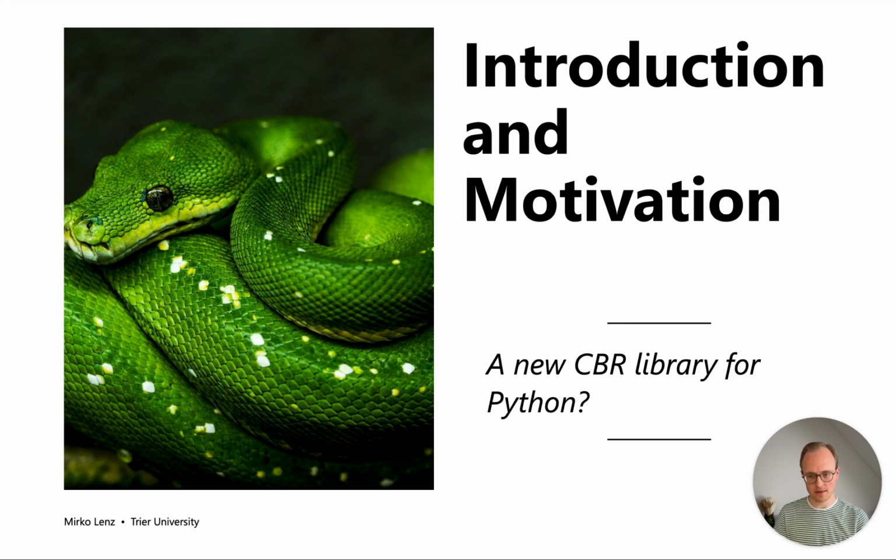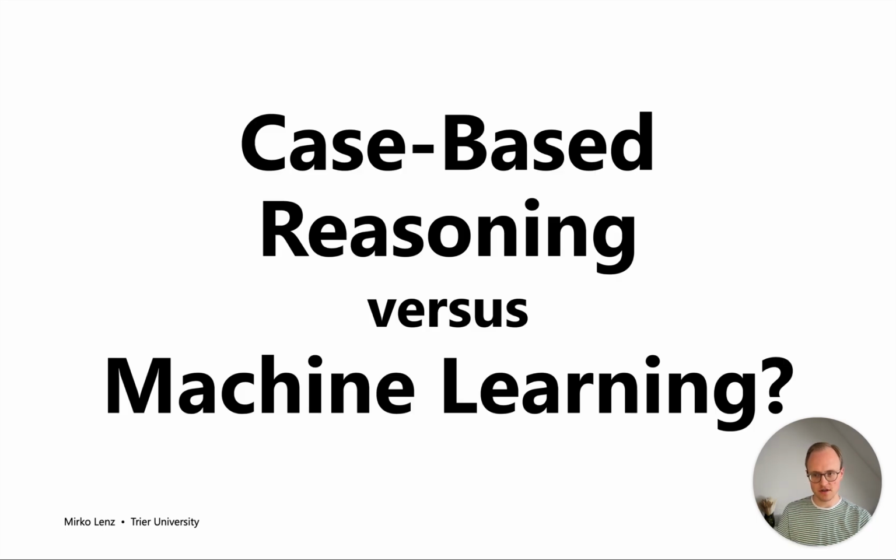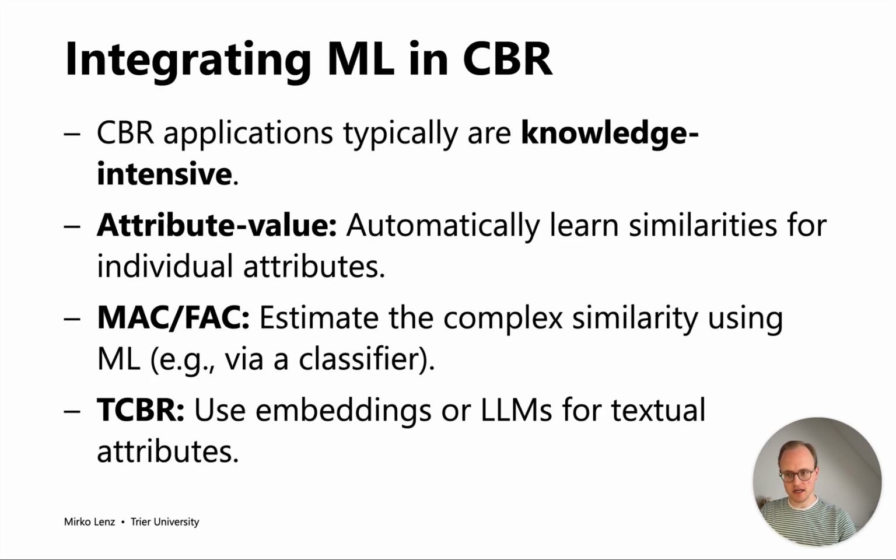So when thinking about Python, you may be considering machine learning. Some could argue that we have a scenario where we have case-based reasoning going against machine learning, but we think it would be even better to integrate both. So one way would be integrating machine learning approaches in CBR. CBR typically has knowledge-intensive representations such as attribute value representations, and machine learning could be used here to automatically learn similarities for individual attributes.